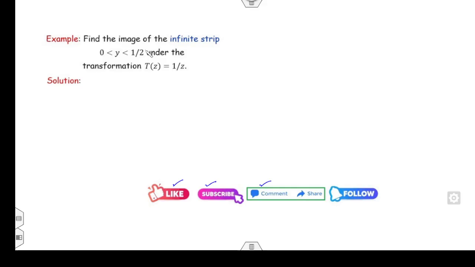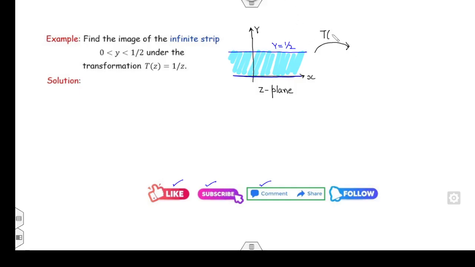So find the image of the strip. Firstly, can you draw the Z plane? This is my X and this is my Y. Can you draw y equals 0? This is the line y equals 0 and this is the line y equals half. So what is the common portion? It lies in between them, so my region is this shaded portion. Is it okay?